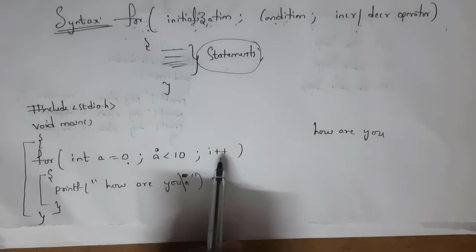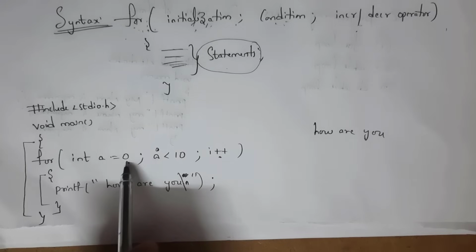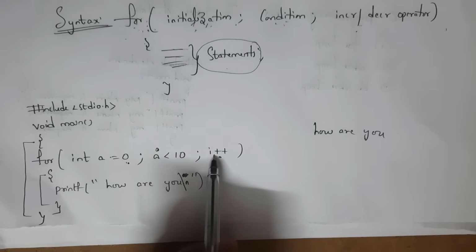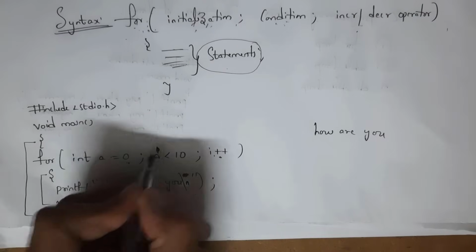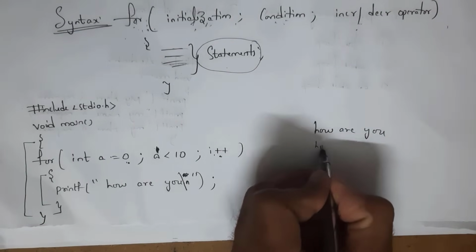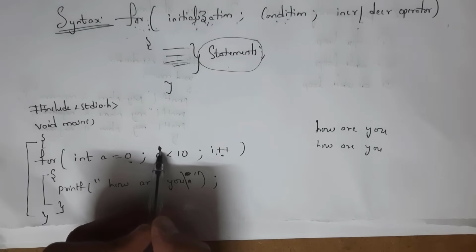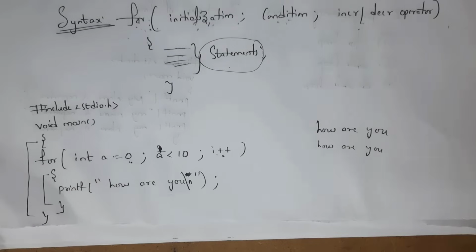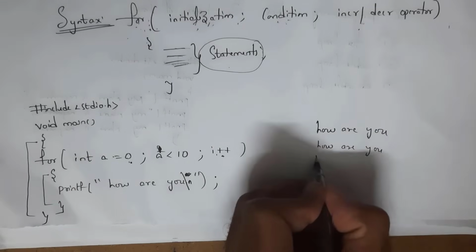After that I am using the increment operator, so it will increment the value of 0. i++ is nothing but i plus 1. 0 plus 1 is 1. So it will increment the value to 1. 1 is less than 10, the condition is satisfied. So again I will get the output "how are you". Again it will increment the value of 1; after incrementing 1, I will get 2. 2 is less than 10, the condition is satisfied. So again I will get the output "how are you".